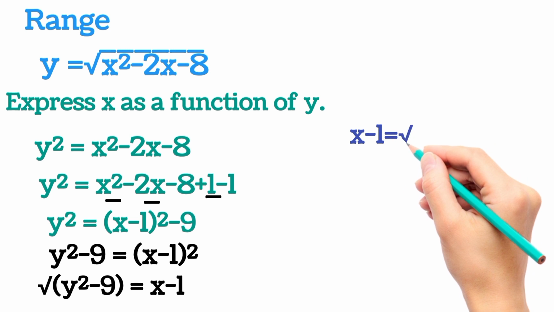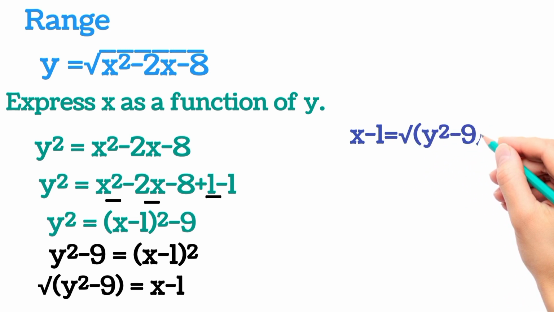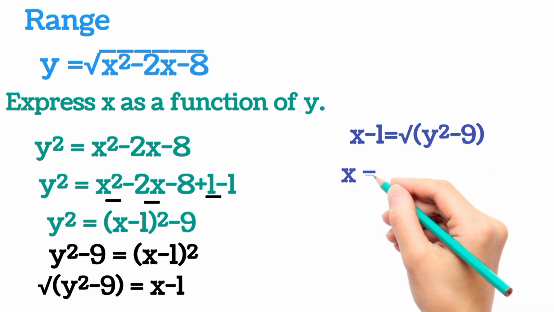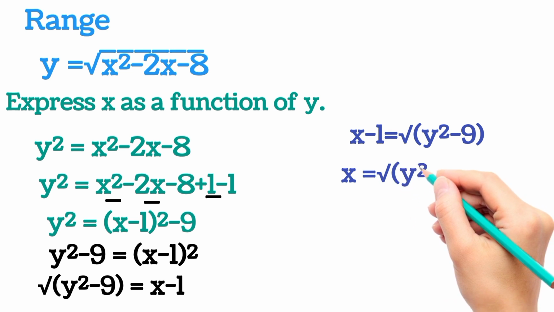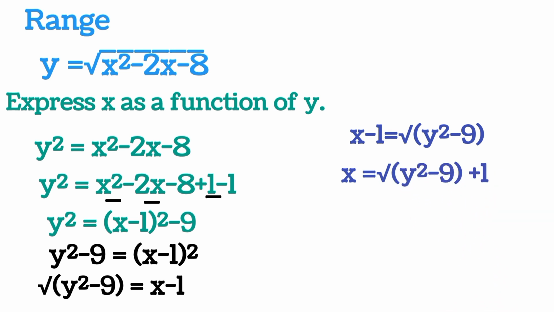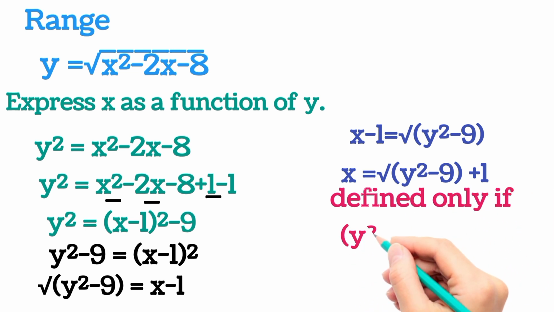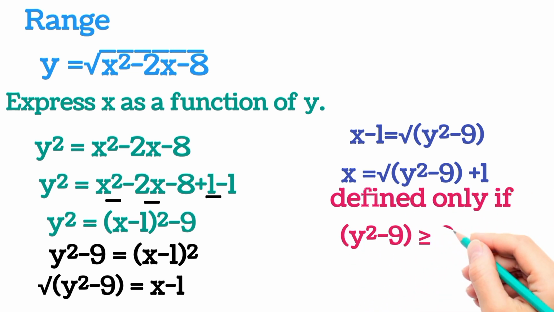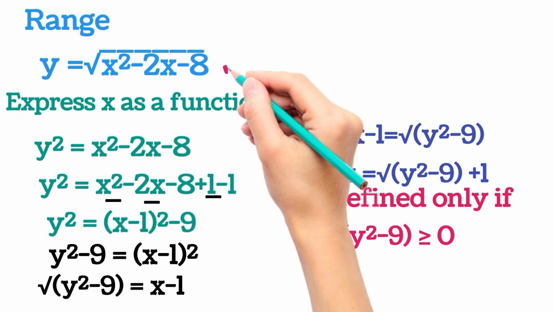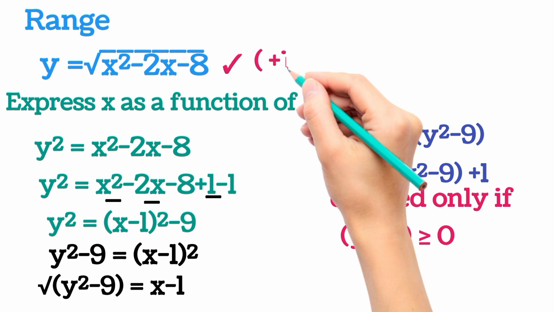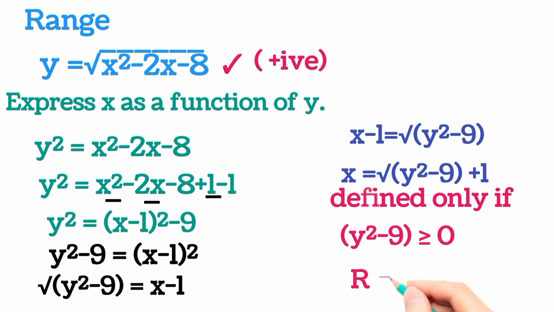Let us write the equation again. Now x will be equal to square root of y² + 9, plus 1. Here x will be defined only if y² + 9 is greater than or equal to 0. Now y is always positive here, so the range will be [0, infinity), where the square bracket means that 0 is included.